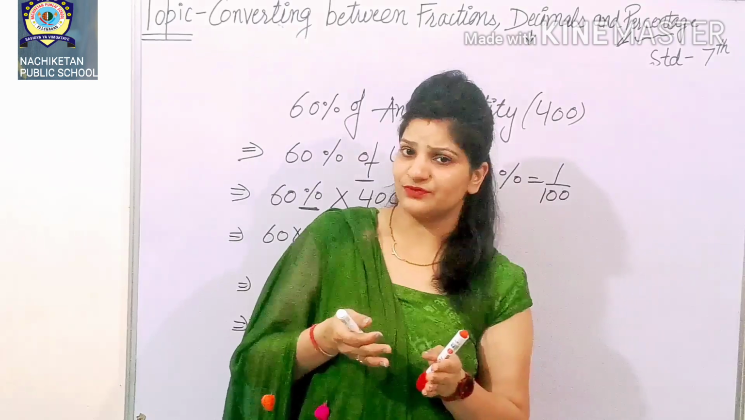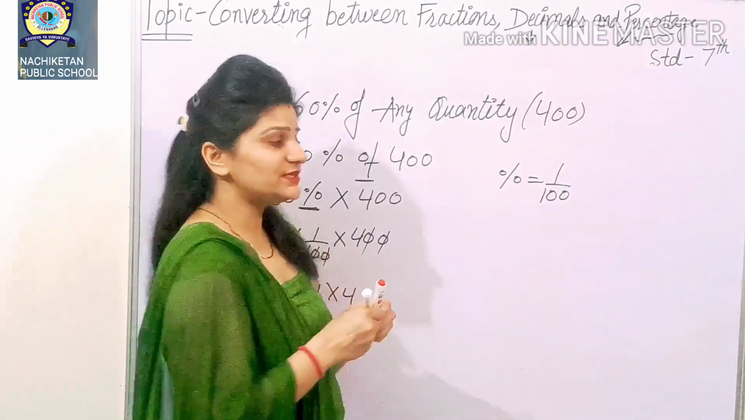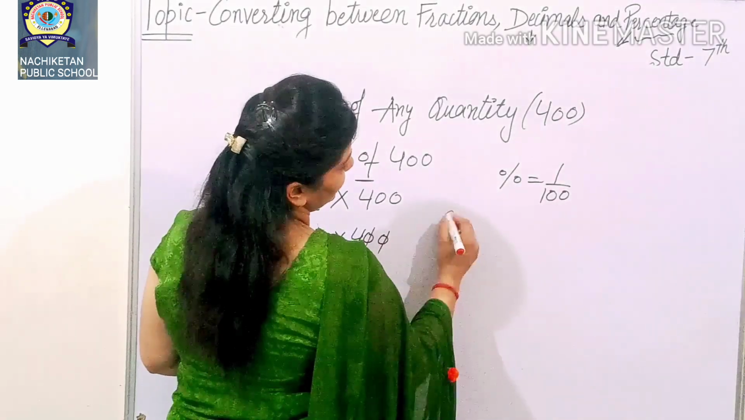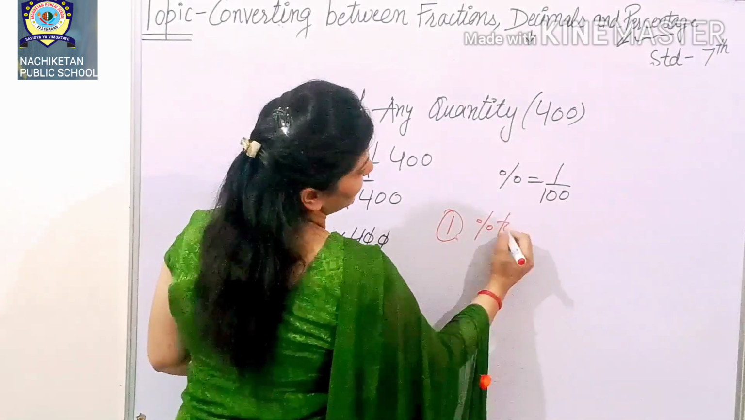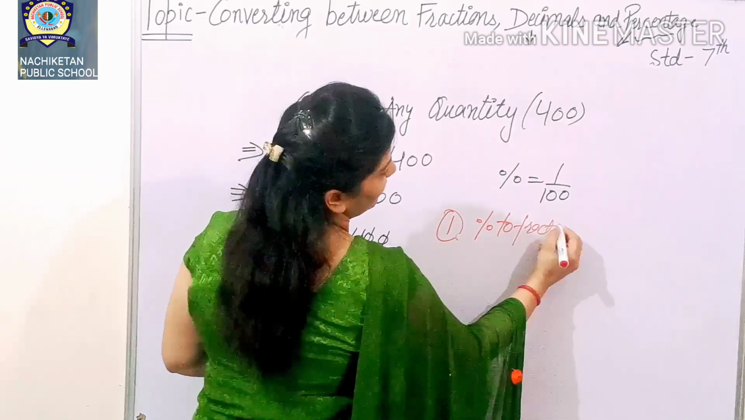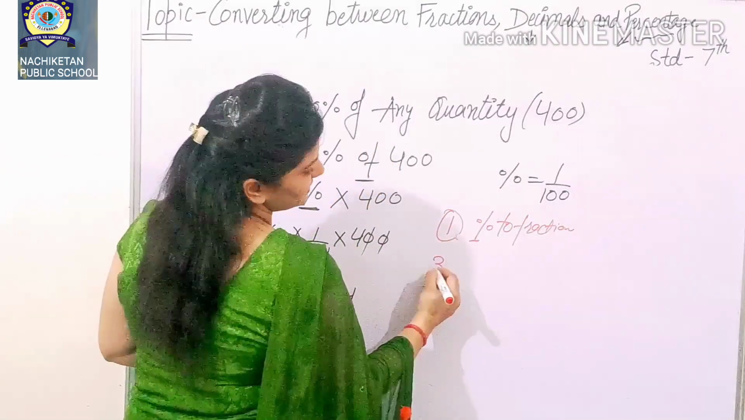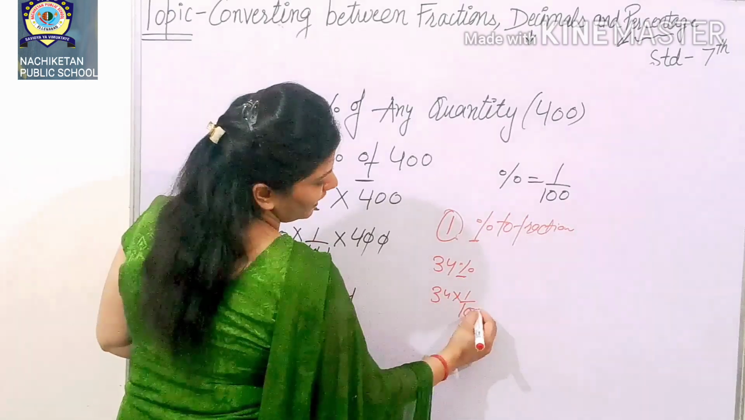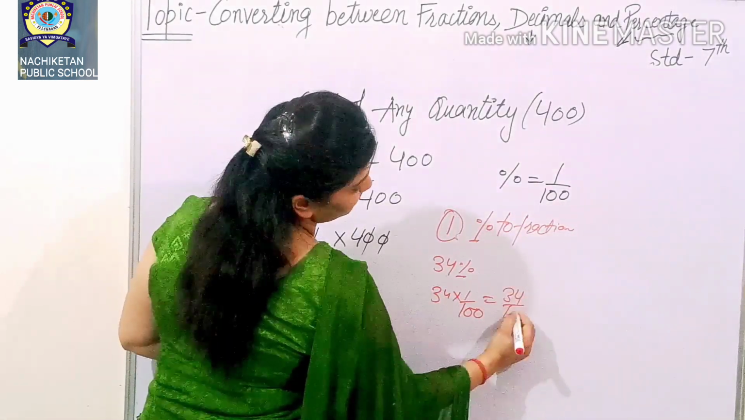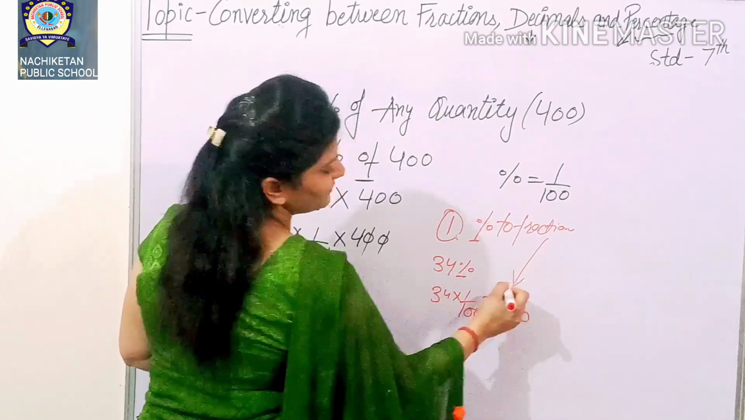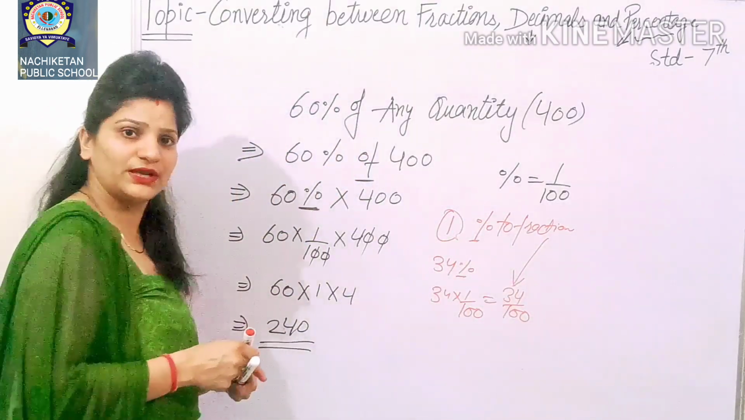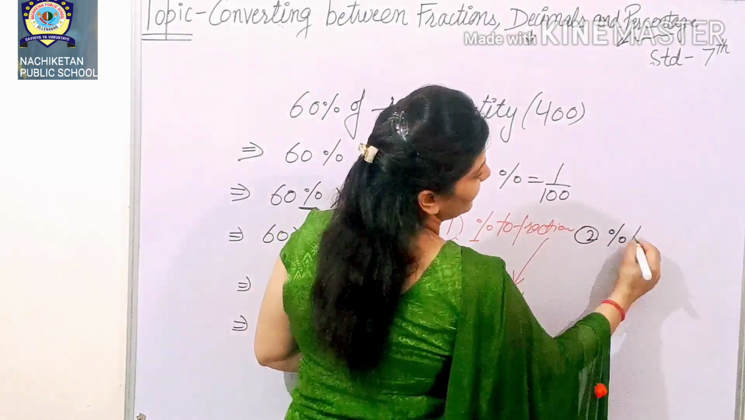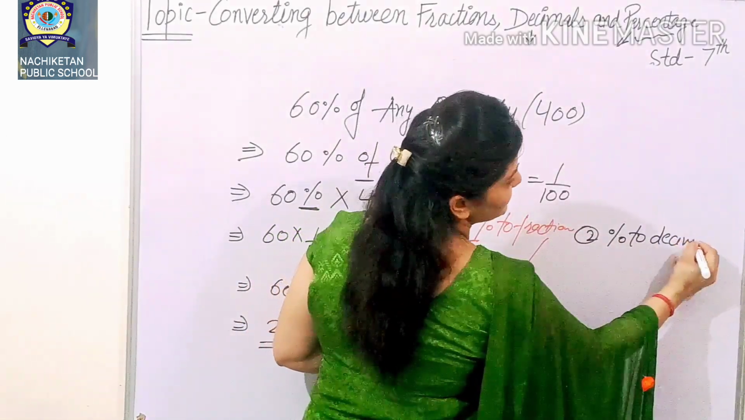Now sum up this video. What we did? First of all, in the first numeration, we changed percentage to fraction. How we will? Percentage 34%. Percentage changes to 1 upon 100. That will be 34 upon 100. This comes in a fraction form. Clear? Second numeration, we did converting percentage to decimal.